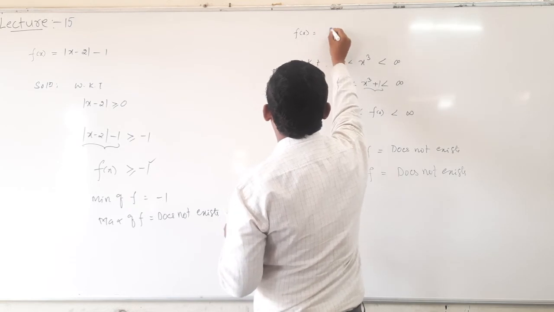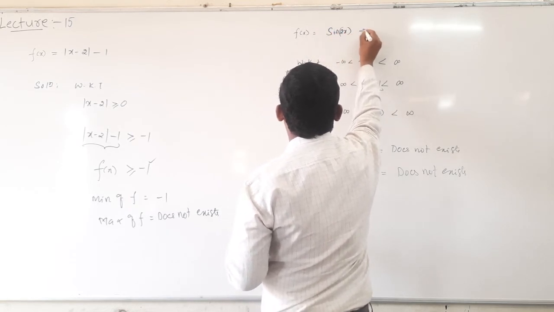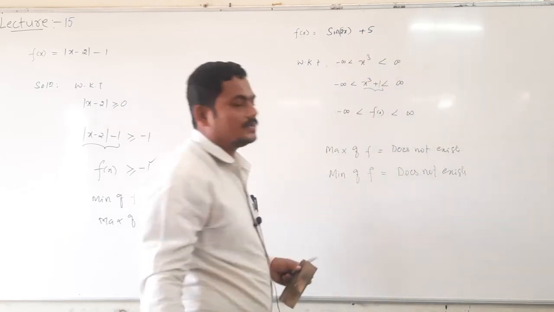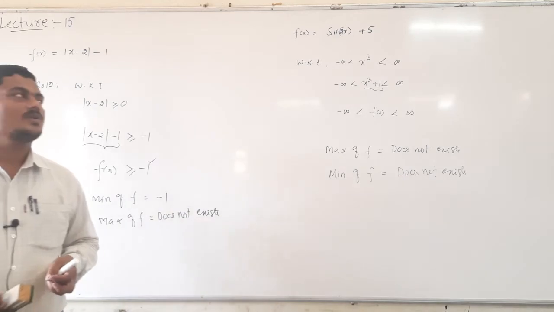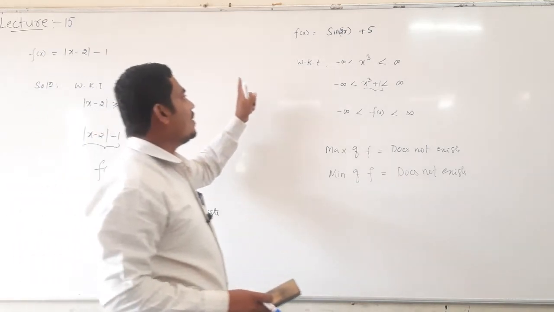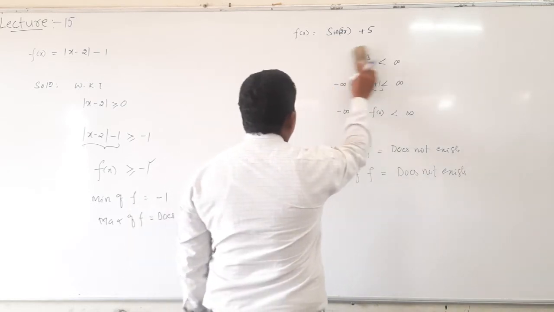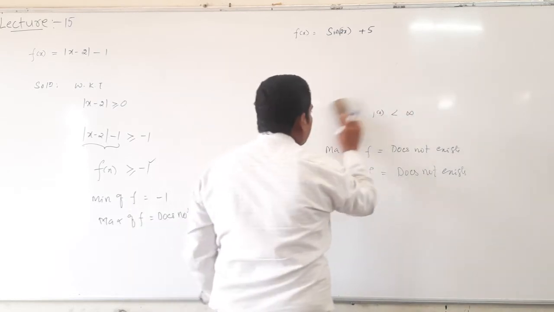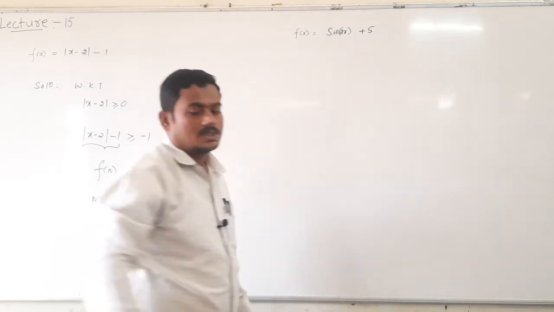f of x equal to sin 2x plus 5. Find the maximum and minimum values for the function f of x equal to sin 2x plus 5 if they exist, right?